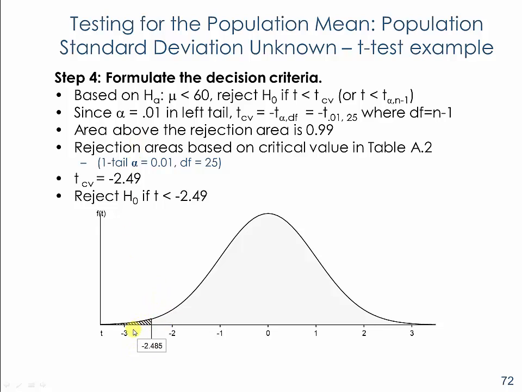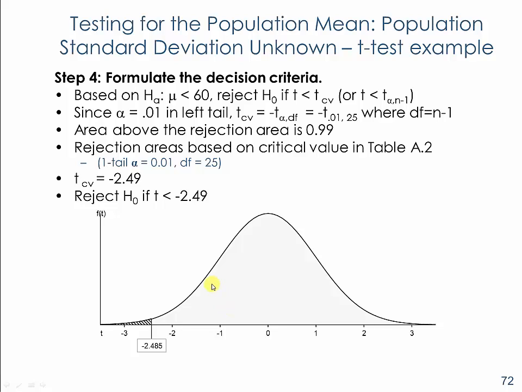So we have our shaded area here. If our test statistic from our little sample comes out to be in here, that's where we're going to reject. Since alpha is 0.01 in the left tail, this is where we put our critical value, negative 2.485. The area above the rejection region is 99% of the probability distribution, so all this area here.